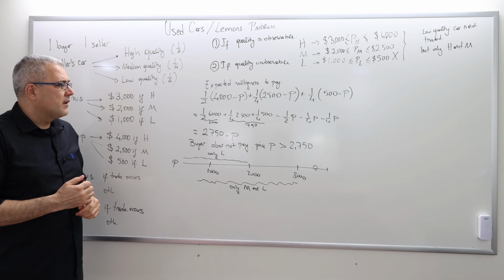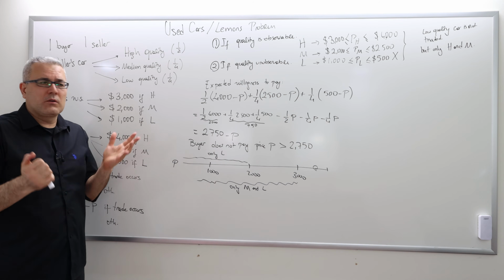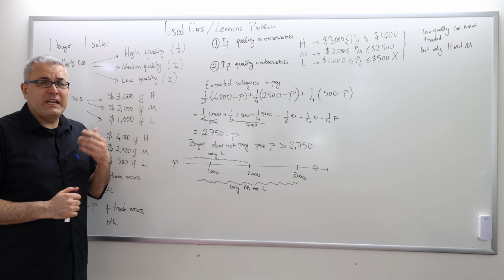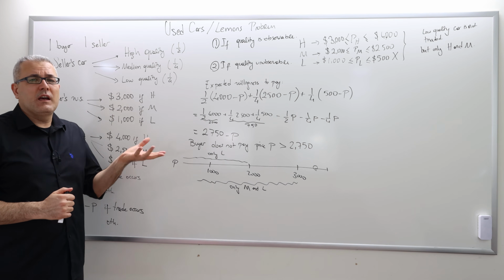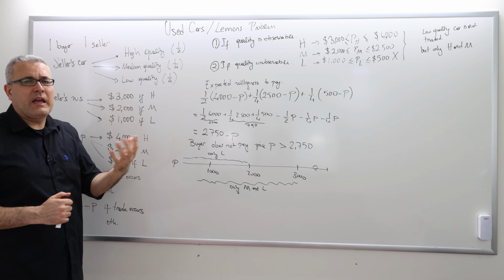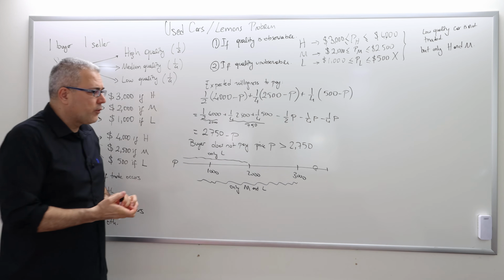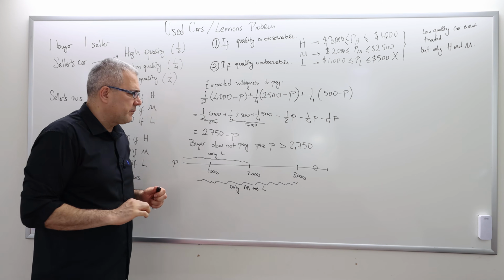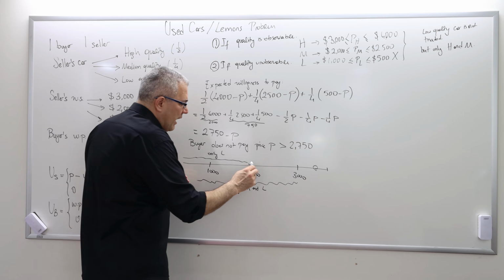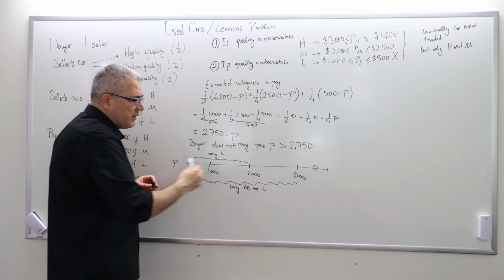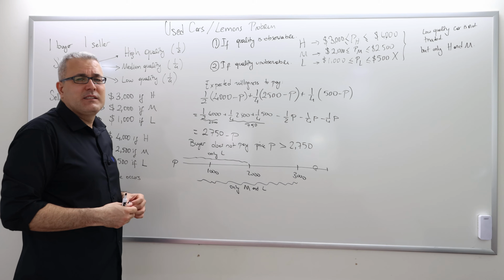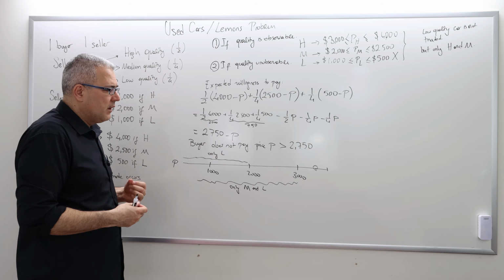Again, don't forget, the seller doesn't have any concern of being a liar or cheater. So even if the seller's car is low quality, he will gladly sell his car at a price higher than $3,000. There is no legal or psychological cost of selling a low quality car at a high price. So therefore, prices above $3,000 provide no information.